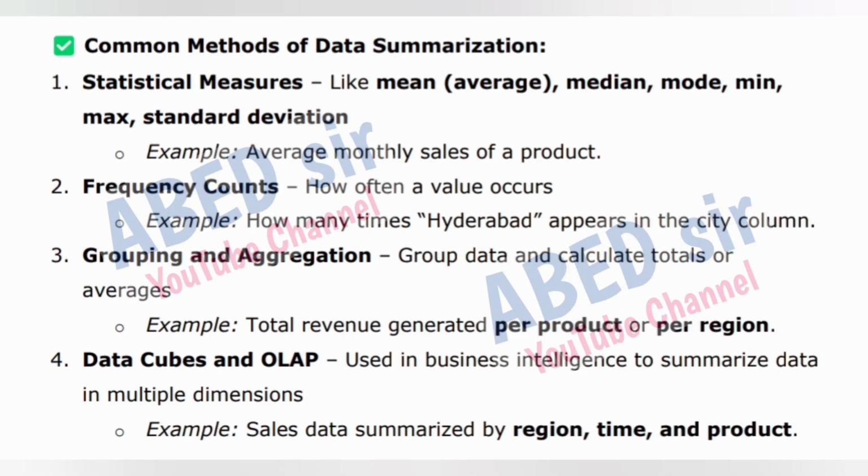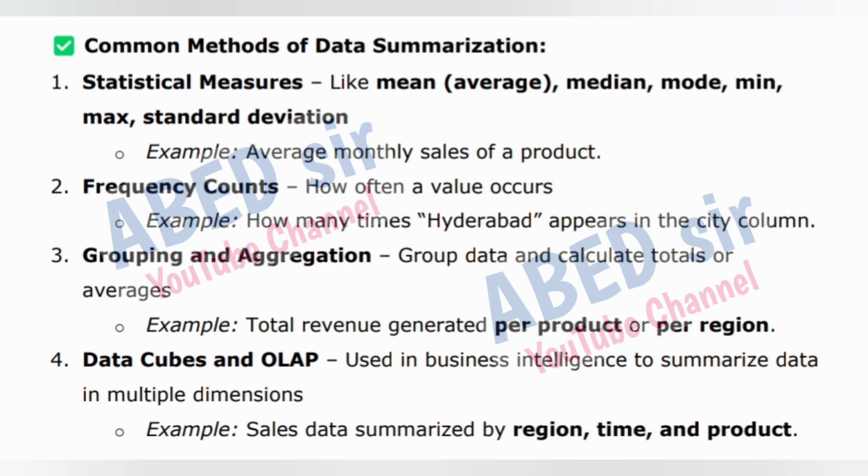Common methods of data summarization. 1. Statistical measures like mean, average, median, mode, min, max, standard deviation. Example: average monthly sales of a product. 2. Frequency counts, how often a value occurs. Example: how many times Hyderabad appears in the city column. 3. Grouping and aggregation, group data and calculate totals or averages. Example: total revenue generated per product or per region.